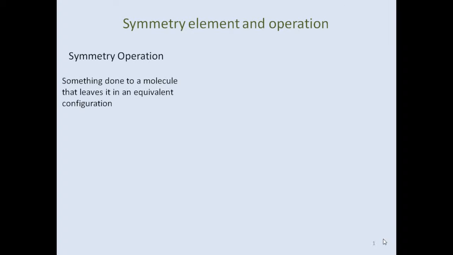So in today's class, I am going to explain the symmetry element and operation along with the point groups of the molecules, right? So what is a symmetry operation? Symmetry operation is something done to a molecule that leaves it in an equivalent configuration. Say for example, if you are rotating a molecule, and after rotation the molecule which you are getting is indistinguishable from the first one, that is called a symmetry operation.